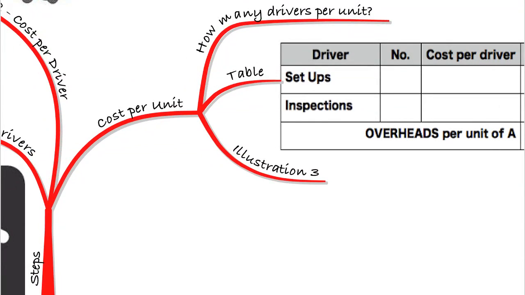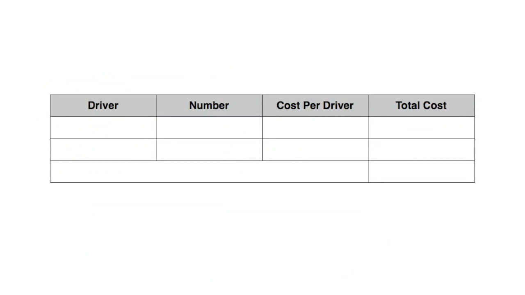So let's look at illustration 3. Again, you might want to have a go at this before working through it with me, but look at it now. Illustration 3 introduces us to the last step in our activity-based costing process. We need to allocate out the costs per unit of production. So we're going to take each driver, we're going to see how many of those drivers it takes for a unit of production. We're going to multiply that by the cost per driver to get our total cost per unit.